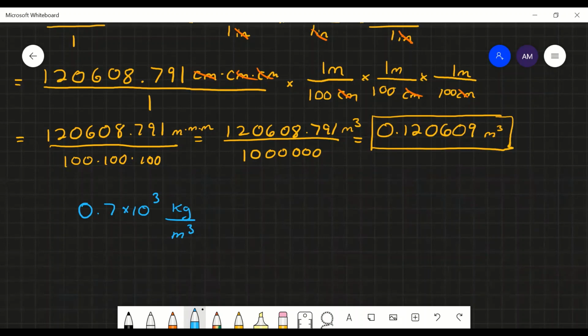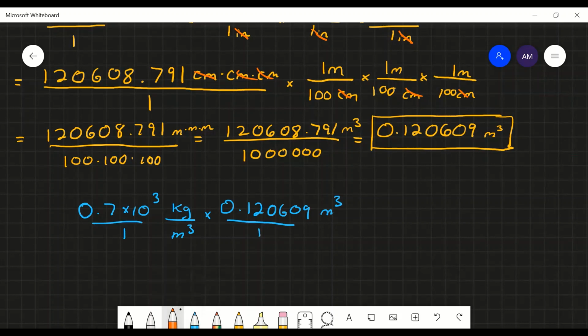So all I have to do now is times this by, I want to cancel out the meters cubed and just have kilograms left over. I'm going to times it by the total volume that we have, 0.120609 meters cubed. So now you can see why I had to get them in the same type of unit, meters cubed, because now the meters cubed will cancel and we'll be left with kilograms.